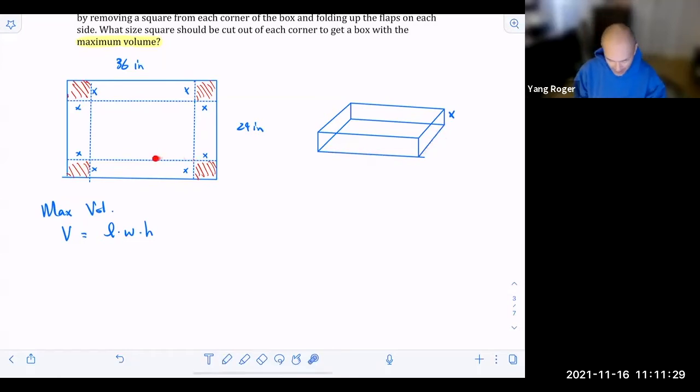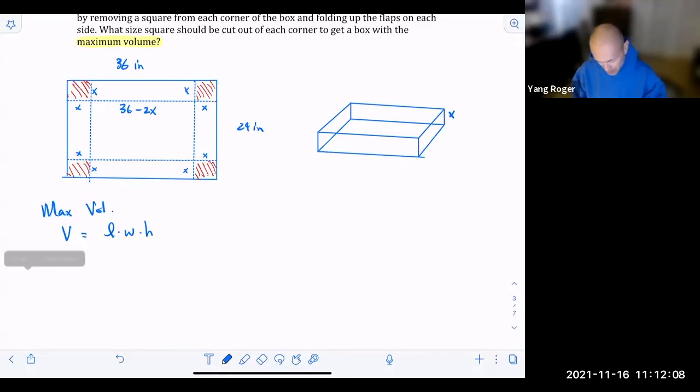So if I call this side here the length, and I know that this entire length is 36 inches, what expression can I write down to represent this length right here? Any thoughts? What's this side right here? 36 minus 2x is what one of your classmates suggested, and I agree.